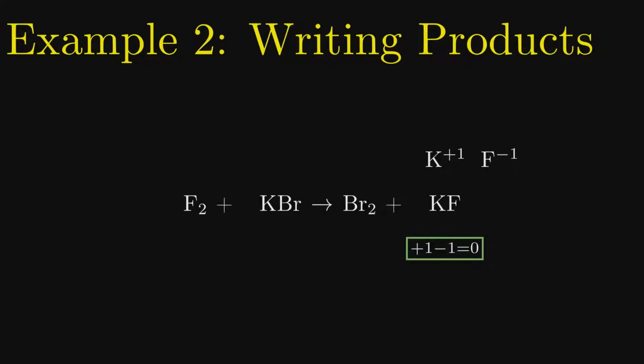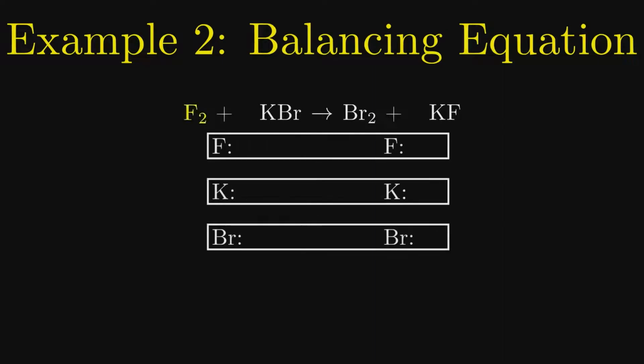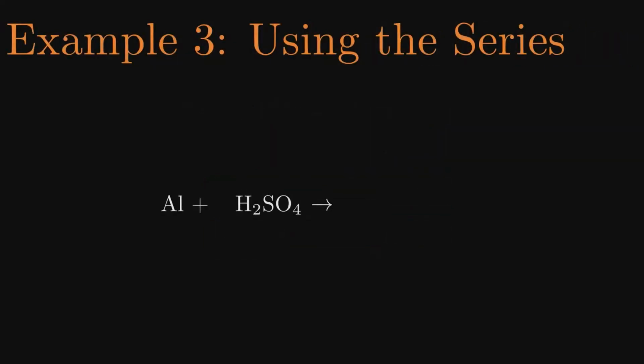Unlike the formula though, the equation is not happily balanced. After the initial count, fluorine and bromine are the ones not balanced. Picking bromine first for no particular reason requires a 2 in front of KBr, which throws off potassium momentarily. Placing a 2 in front of KF not only balances fluorine, but returns potassium to its happily balanced state. Now on to the final example.